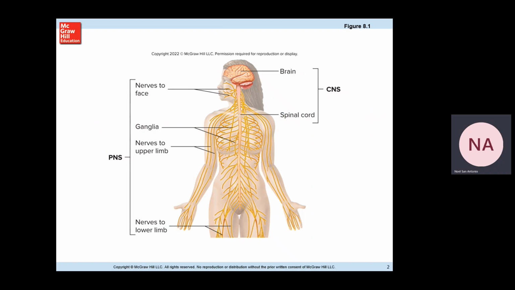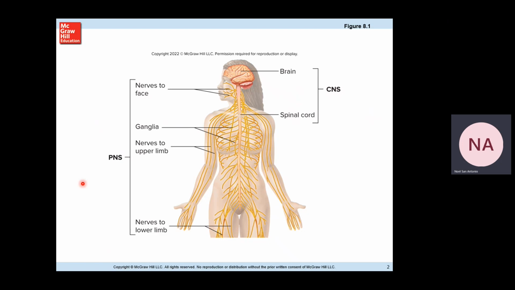So the nervous system is divided into the CNS or the central nervous system and the PNS or the peripheral nervous system. The central nervous system is composed of the brain and the spinal cord. And this is where mainly the processing of information and impulses that ascend to our nervous system takes place.